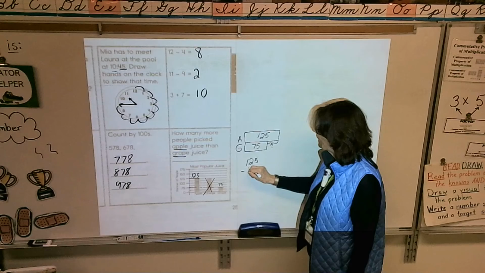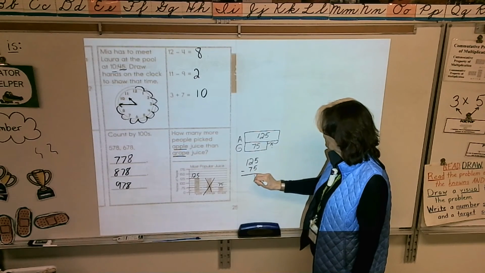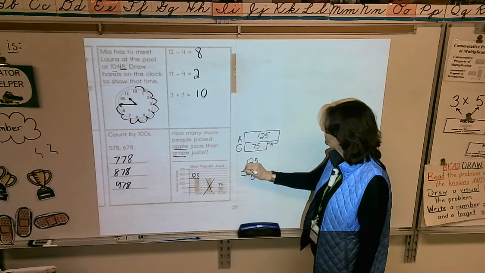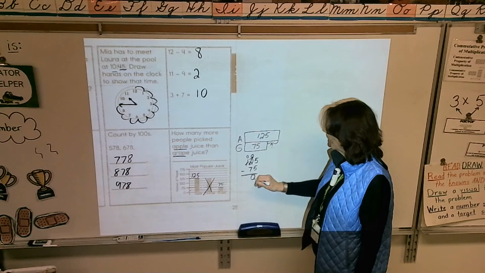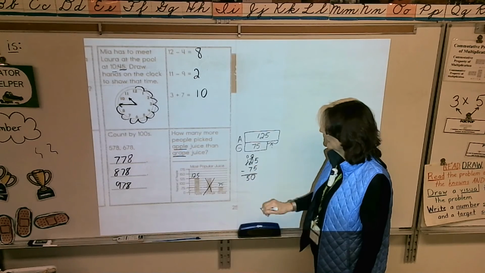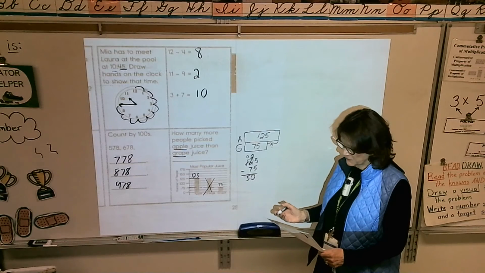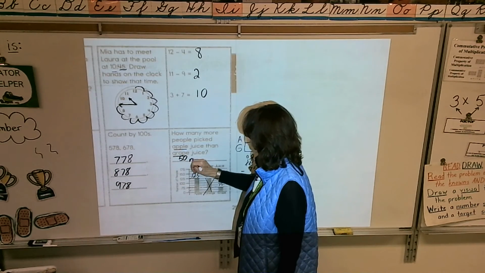So I can do my algorithm here. Subtract my 1s first. 5 minus 5 is 0. Subtract my 10s next. I can't take 7 from 2, so I have to unbundle. Once I unbundle, I have 12 10s. 12 minus 7 is 5. So how many more people picked apple juice than grape juice? 50 more people.